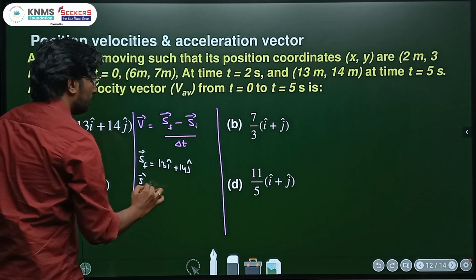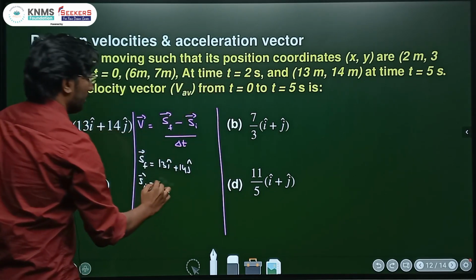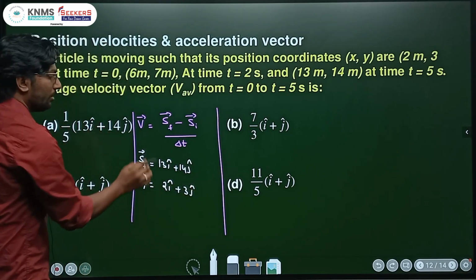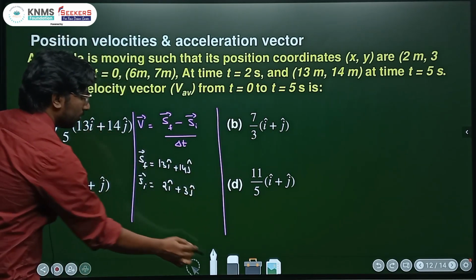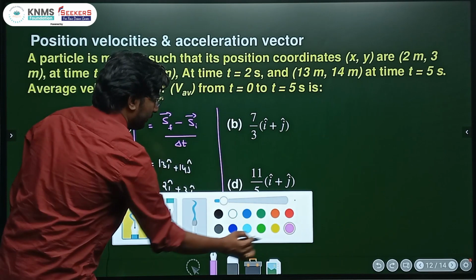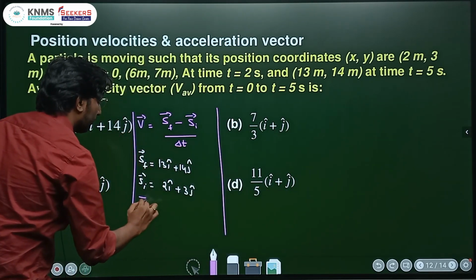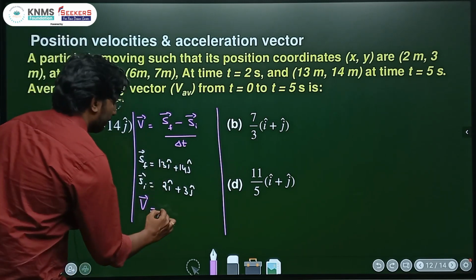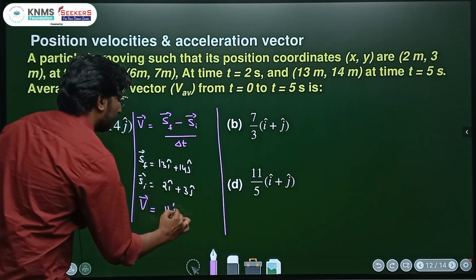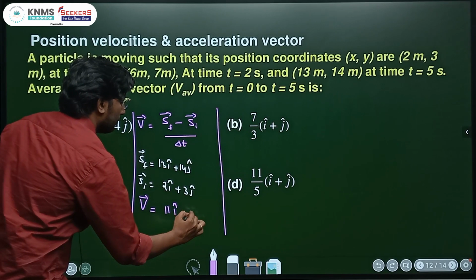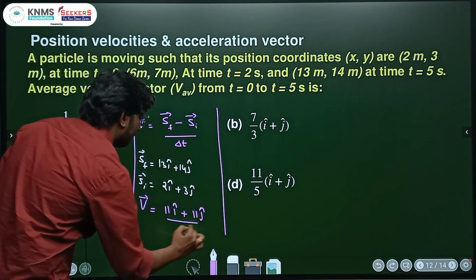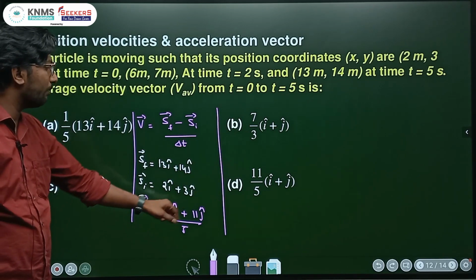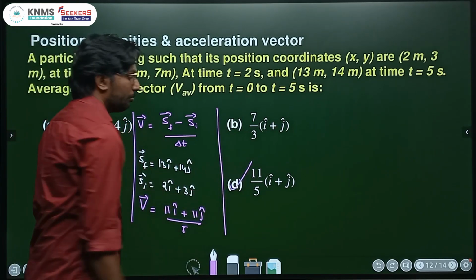The initial position vector is (2, 3), that is 2 i cap plus 3 j cap. You just need to subtract these both. If you subtract these both and substitute in the numerator of the first equation, you will get the velocity vector as 13 minus 2, that is 11 i cap plus 11 j cap, divided by 5 seconds. So your velocity vector should be 11 by 5 into (i cap plus j cap), option D.